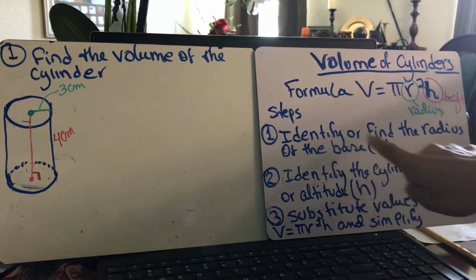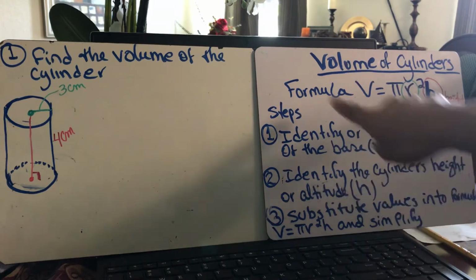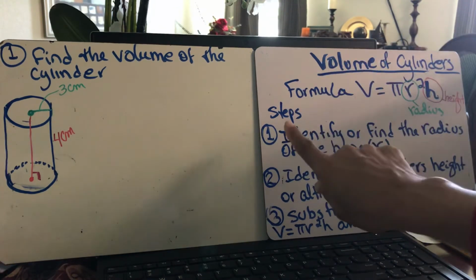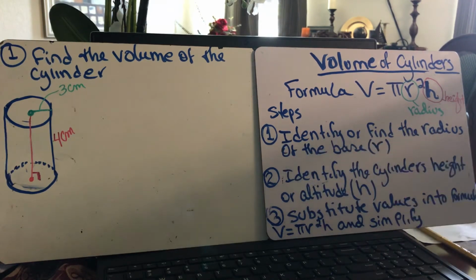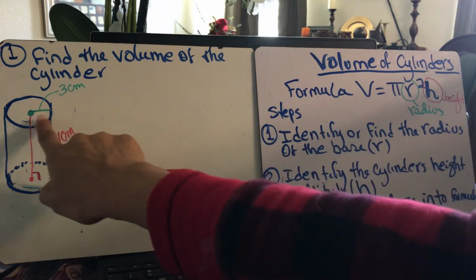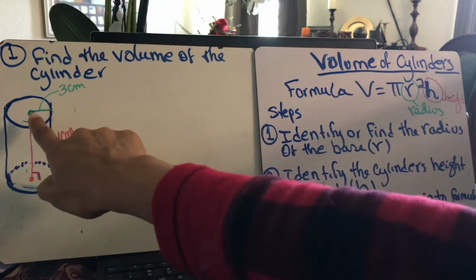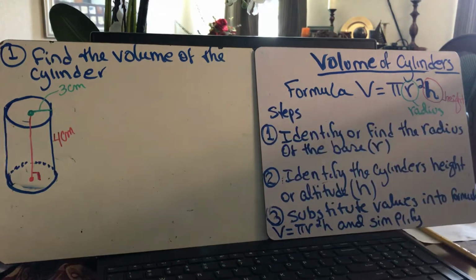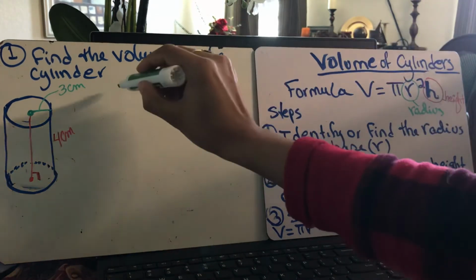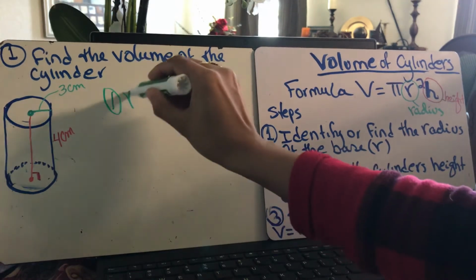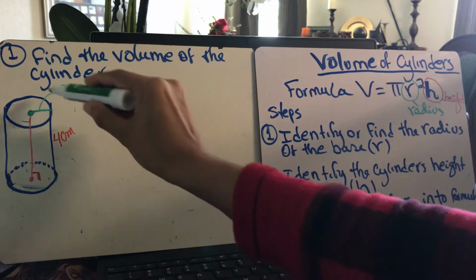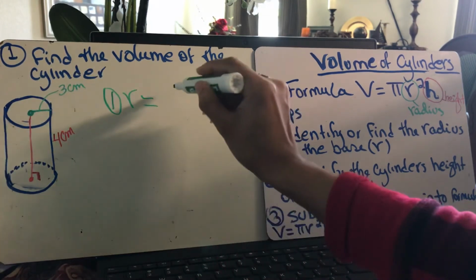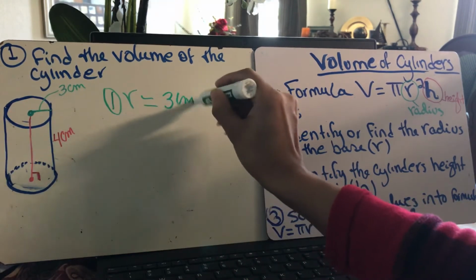So now I'm just going to follow the steps, which is the first step, identify or find the radius of the base. Just one base. So the radius, in this case, as we can see, is just 3 centimeters, and that was given to us, and I have it in green. So my first step is to identify the radius, and the radius, don't forget, goes from the center of your circle and then it intersects the circle itself. So the radius is 3 centimeters.